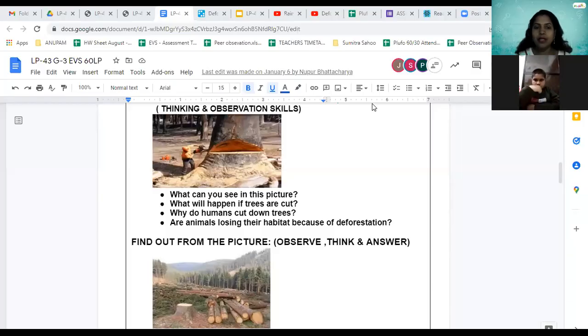Now, Ans, can you tell me what you can see in this picture? Ma'am, the tree is cutting. Okay, a man who is cutting down the trees, right? So, do you think what happens if the trees are cut down like this? Big, big trees. See how big it is, right? Does it affect our environment if we are cutting down the trees?